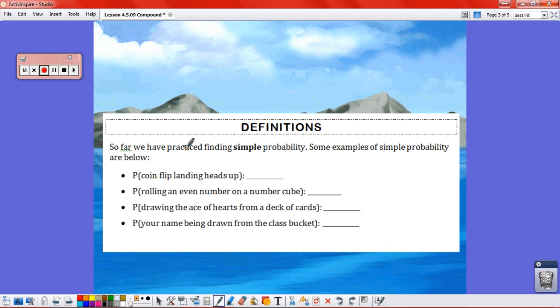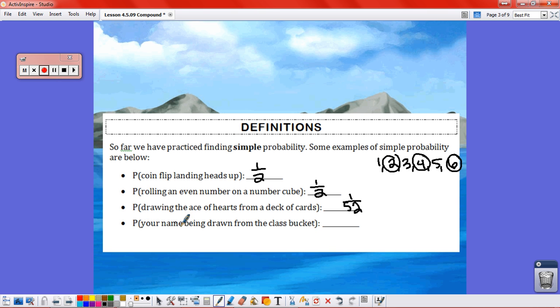So some definitions. So far we've practiced finding simple probability. For example, if you flip a coin, the chance of it landing heads up is 1/2. If you roll a normal number cube numbered 1 through 6, the probability of rolling an even number is 1/2 because out of 1, 2, 3, 4, 5, 6, half of the numbers are even. The probability of drawing the ace of hearts from a deck of cards? Well, there are 52 cards in a deck. One of them is the ace of hearts, so 1 out of 52.